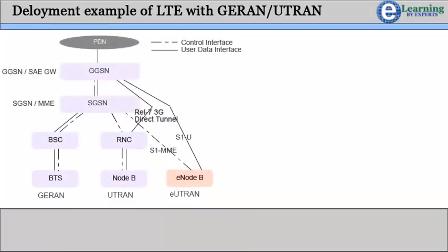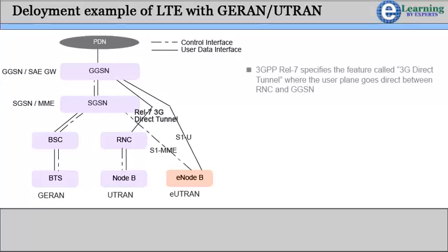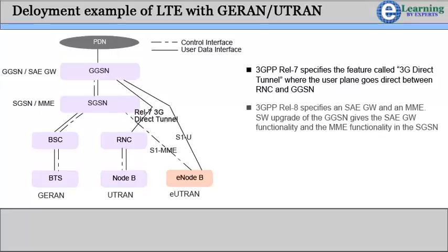The figure shows the GERAN and UTRAN interworking architecture. Let us now discuss the deployment example of LTE with GERAN/UTRAN. 3GPP Release 7 specifies the feature called 3G Direct Tunnel, where the user plane goes direct between RNC and GGSN. 3GPP Release 8 specifies an SAEGW and an MME. A software upgrade of the GGSN gives the SAEGW functionality, and the MME functionality is added in the SGSN. LTE-capable eNodeBs are introduced.